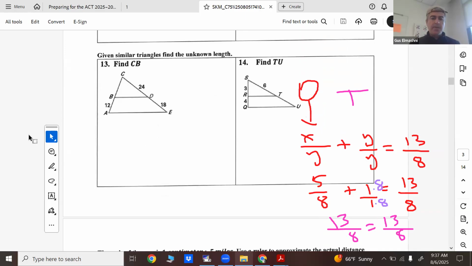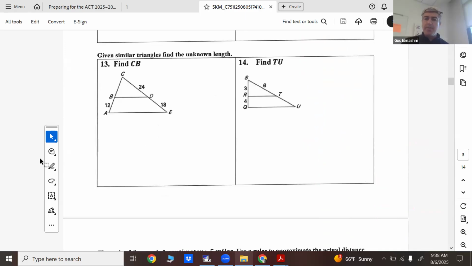Okay, then let's try 14. And this is where we're going to really get into the heart of the matter of similar triangles. When you have similar triangles, you want things to be in the same proportion. So if you think about it, I have this triangle here. Bless you. I have this triangle here.